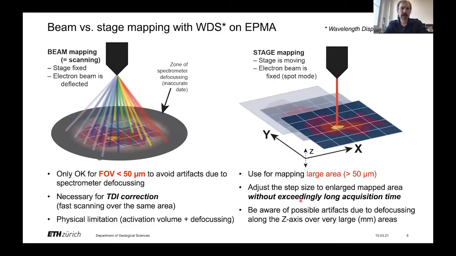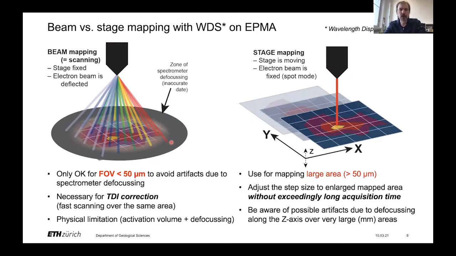Rastering. So we have here two different ways to get a map. We can either have a so-called beam mapping, where we place the beam, we deflect the beam over the area of interest, and we basically scan over this area. This is totally suitable, but only for phases that are very small, less than 50 microns. Beyond that, you will start having defocusing effects.